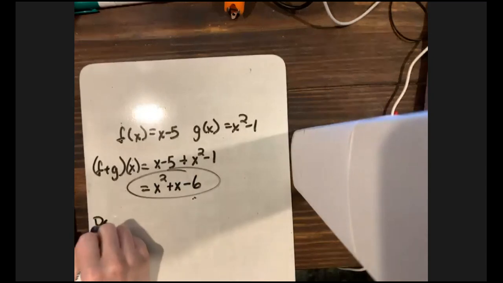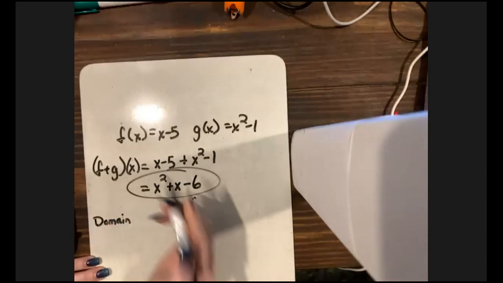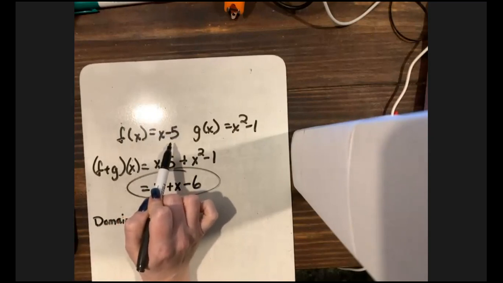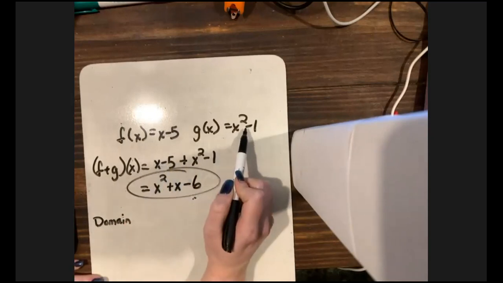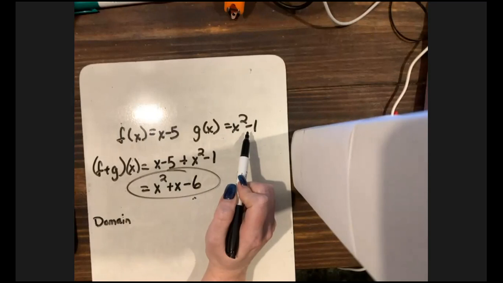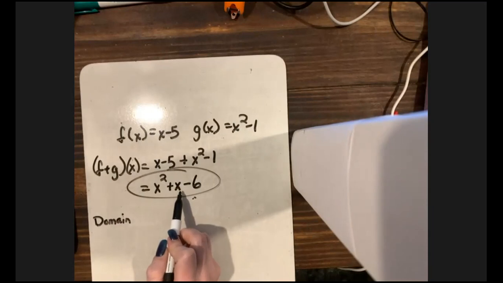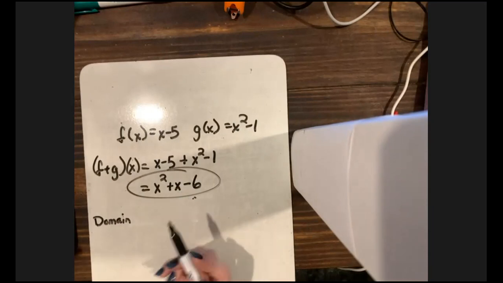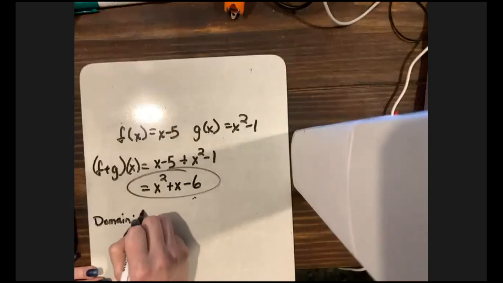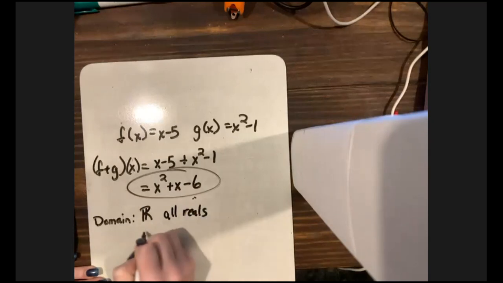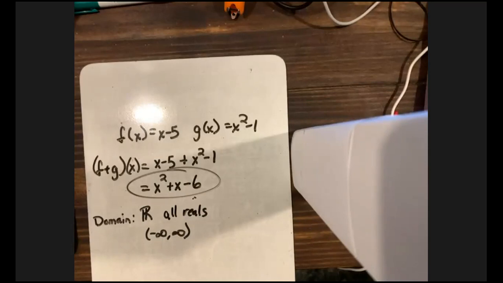Now, if we want to talk about the domain, this function, it's not a fraction, it's not a square root thing, so x can be anything it wants to be, all real numbers. This one over here, same setup, we don't have any fractions, we don't have any square roots, so x can be anything it wants to be. When they got put together, again, there's no fractions, there's no square roots. So x can be anything it wants to be. So the domain for this is going to be all reals. Sometimes they may write out all reals, or they may even do the negative infinity to infinity type thing if they're doing the inequality notation.